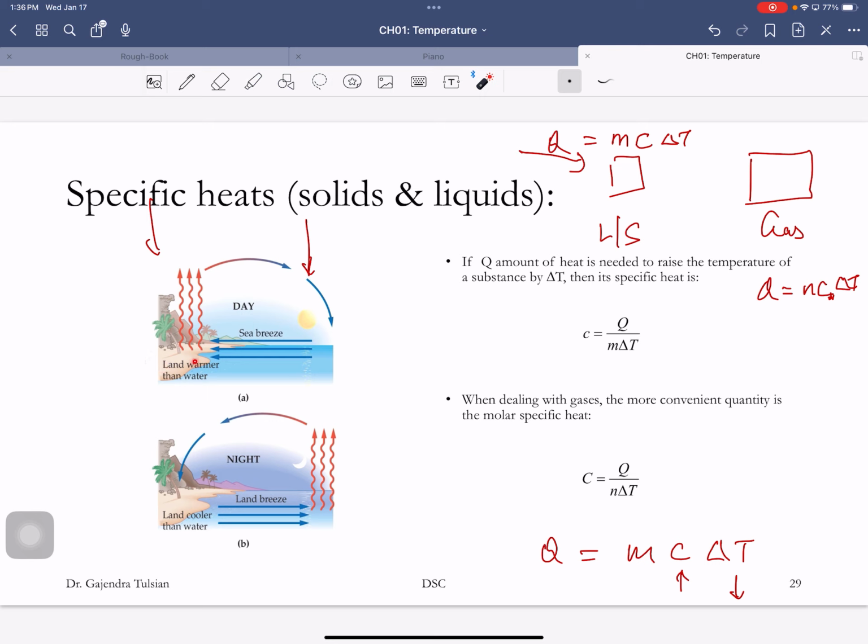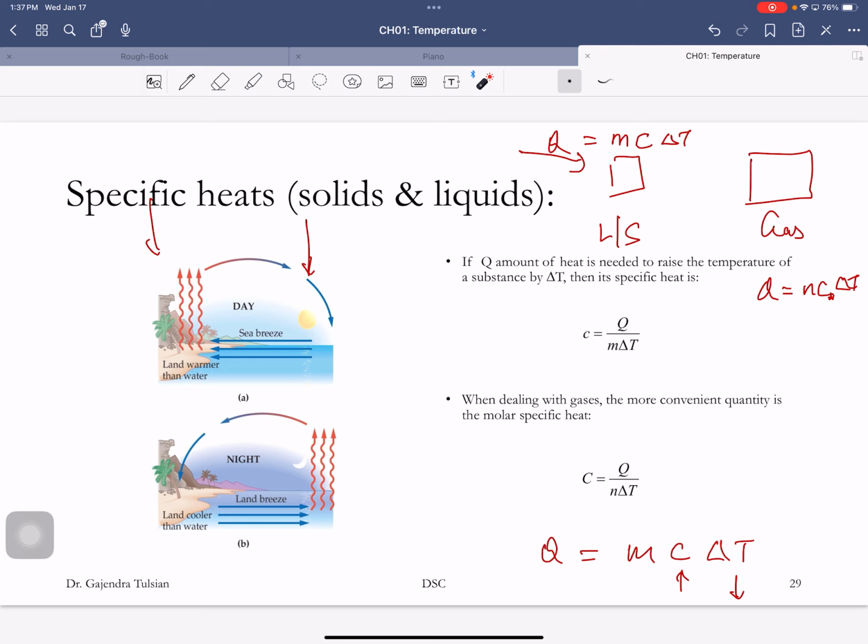During the day, the land gets much warmer. The land gets much warmer, the air over the land gets much warmer. Air expands and rises. So now you have a low pressure over the land. So this warmer air rose, there's a low pressure here, there's a high pressure here. And so you get a breeze blowing from a high pressure to a low pressure. And C stands for specific heat, correct? Yes, C stands for specific heat.